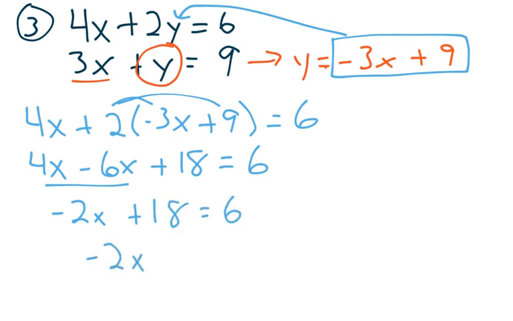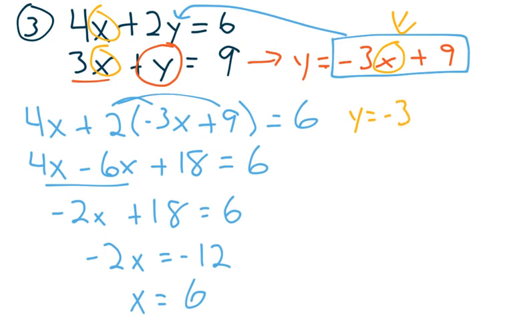Two-step equation from here. Subtract the 18. 6 minus 18 is negative 12. Divide both sides by negative 2, and your x value is 6. Okay. Once you've got your x value, you can put it into any of those 3 x's, either here, here, or here. I'm going to go with this one on the far right because it's going to be really easy.